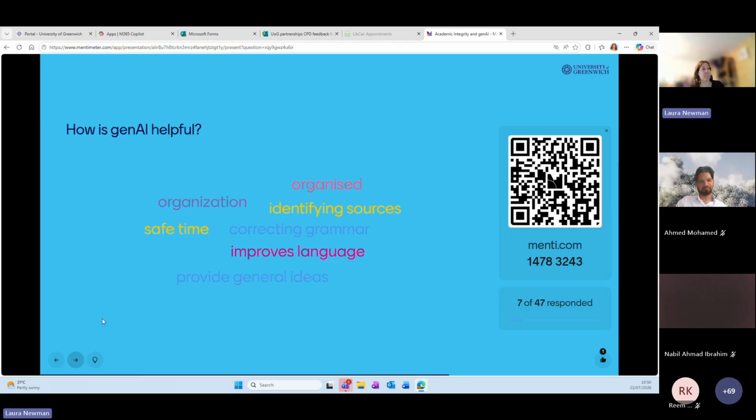Yeah, great. It improves your language. Yeah, exactly. So again, it can extend your vocabulary a lot of the time. It assists with research. Yep. It can adjust your wording. Yep. Yeah, these are all great uses of AI and where it can be really helpful, right?